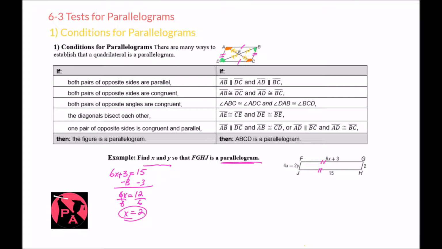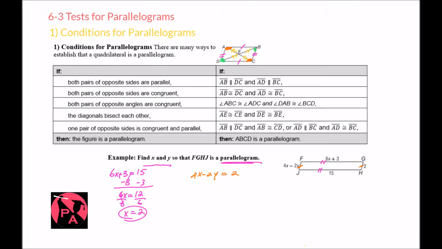Now we know what x is. Let's figure out the y. Y belongs to side FJ. And I know that it must be the same as GH. They must be congruent because this figure is a parallelogram. Now what I know, the left side is 4x minus 2y. It must be equal to 2. Because they are opposite sides, they must be congruent. If they are congruent, their measures are equal.